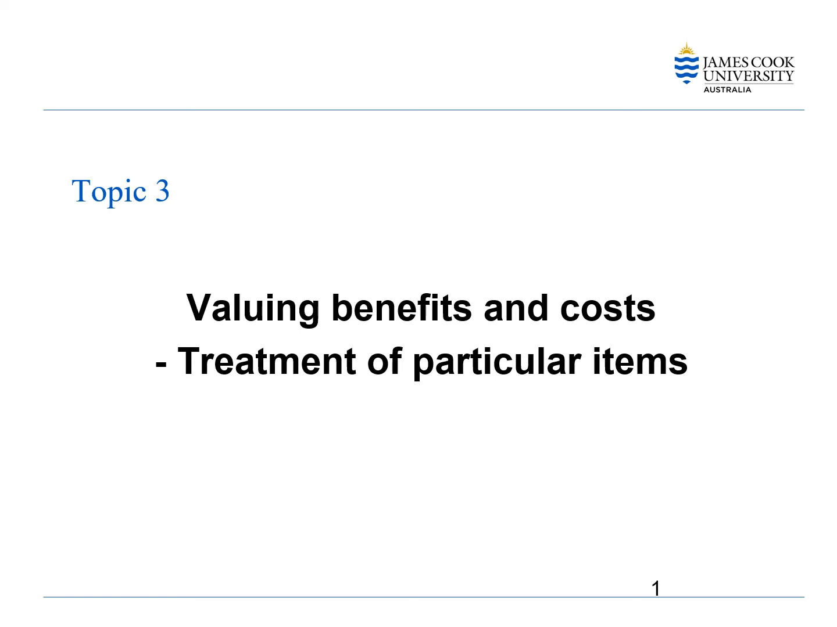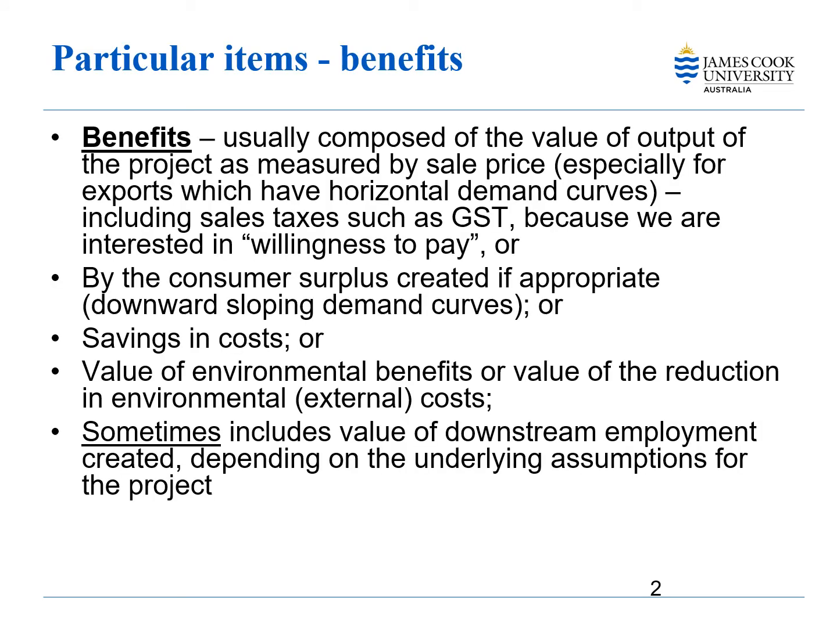Now let's look at how to treat the particular items. For benefits, they usually are composed of the value of output of the project as measured by the sale price, especially for exports, which have horizontal demand curves, or the project is small so that it does not affect the market equilibrium, or the effect on the market equilibrium is negligible.